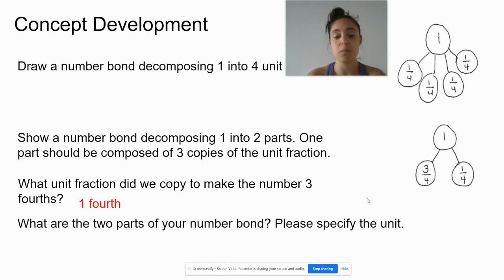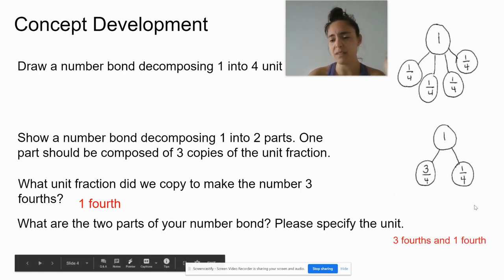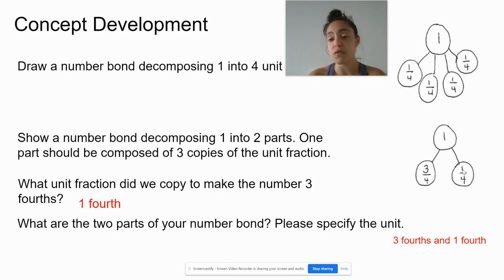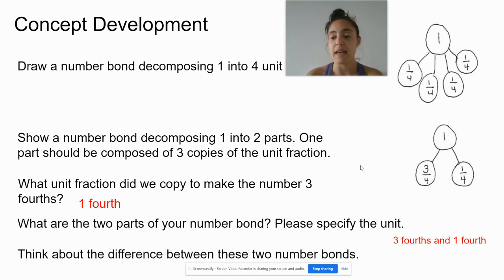Now, what are the 2 parts of your number bond? Think about the 2 parts of our number bond and the unit. Looking at our 2 parts, what are they? We have a group of 3/4 and a group of 1/4. So if there are two parts, one group is 3/4, another group is 1/4. And again, think about the differences between these two. Okay, take a moment, pause your video, think about it, come on back, and we're going to keep on going.